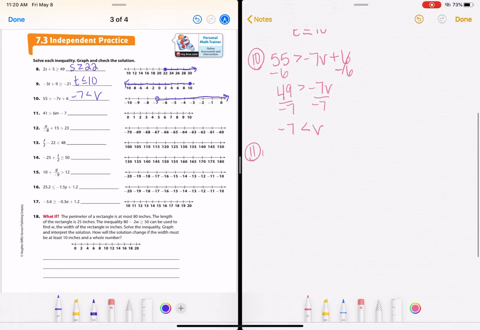Number 11, we have 41 is greater than 6m minus 7. Add 7 to both sides. We have 48 is greater than 6m. Divide both sides by 6. And we have 8 is greater than m. Open circle at 8. And since 8 is greater than m, we're going to the left.